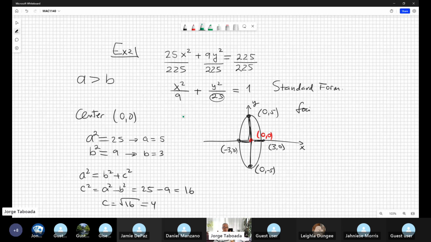Let me use another color, maybe green. That distance here, 4. This focus 1 is at the point (0, 4). And this is the focus 2 at (0, -4). End of the story. And this is the Desmos graph of the problem.